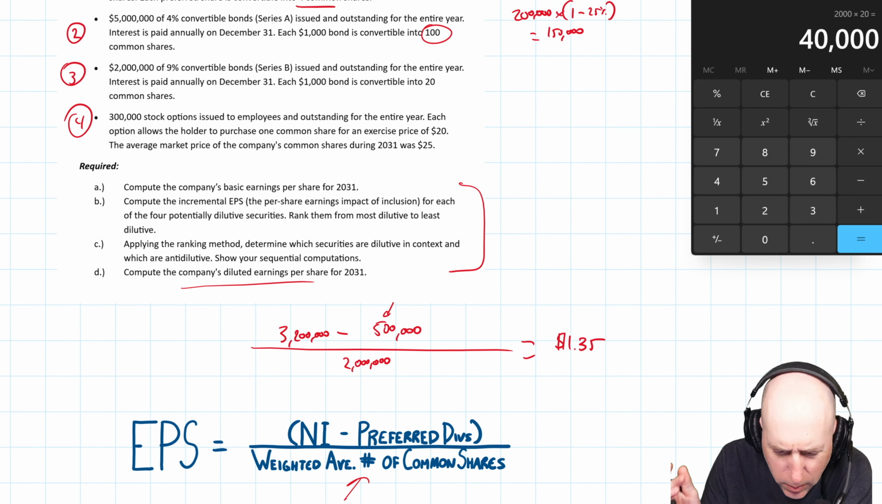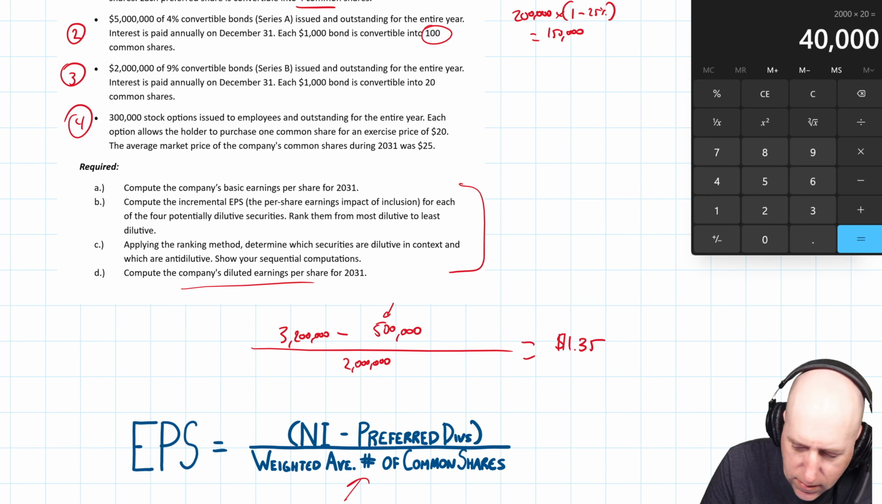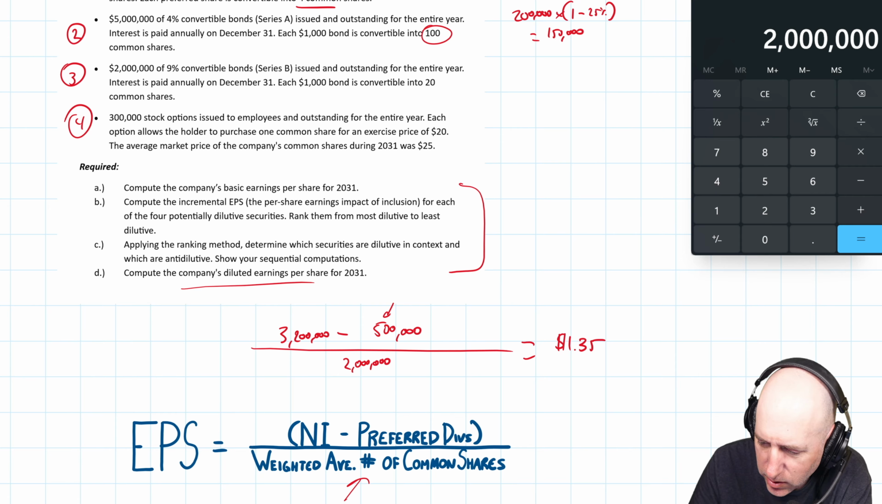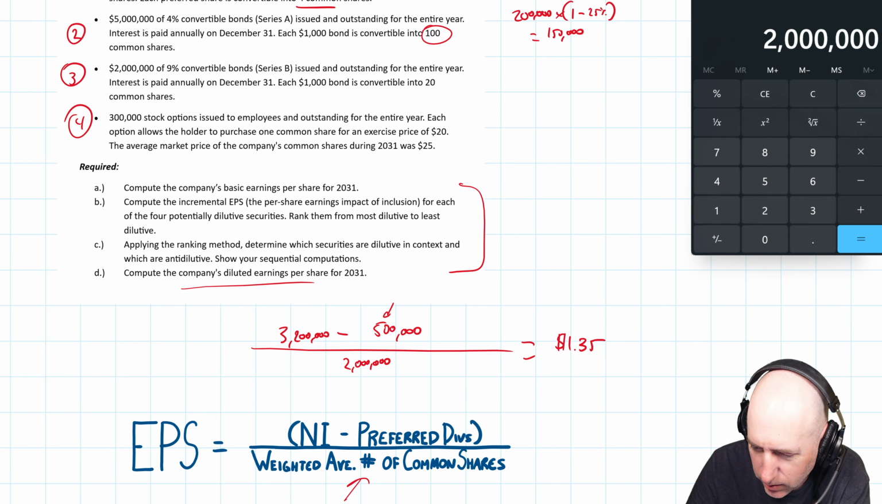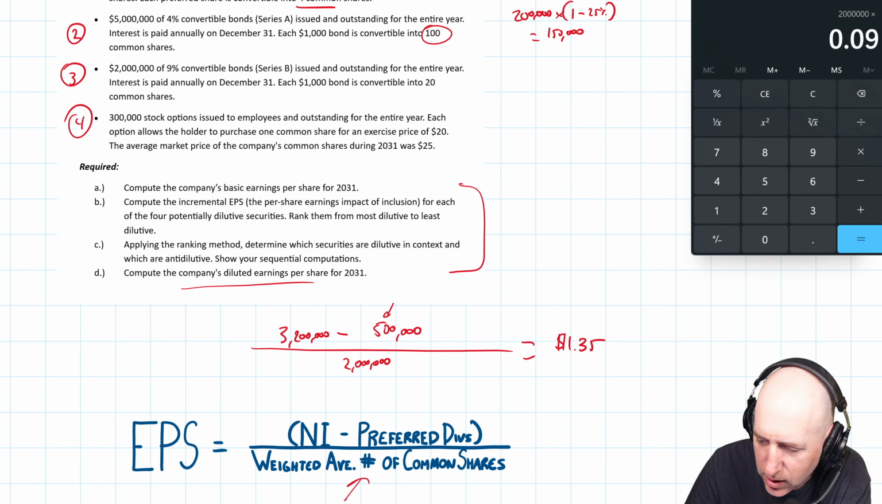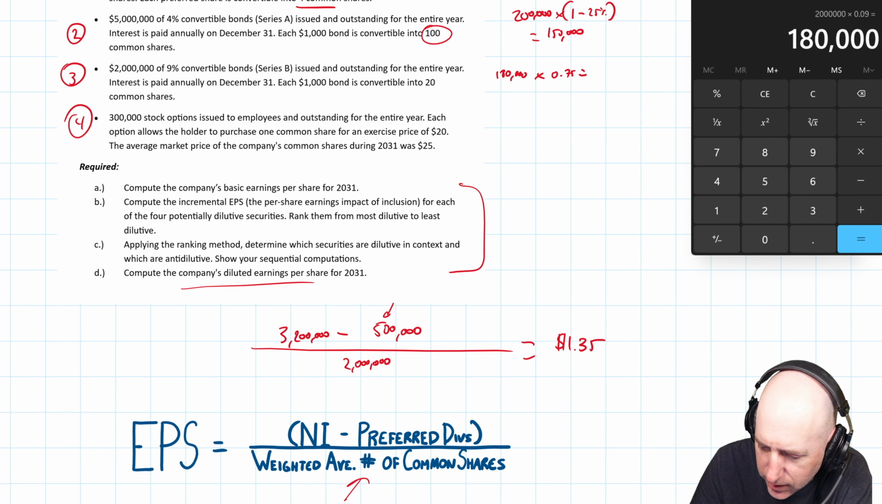What is it to our numerator? Well, it's the interest savings, right? We're going to save $2 million times 9%, 180K. Oh yeah, it is 180. My calculator failed me. 2 million times 0.09, 180,000. We do the same thing, multiply by 1 minus the tax rate. I'm just going to multiply by 0.75 here.